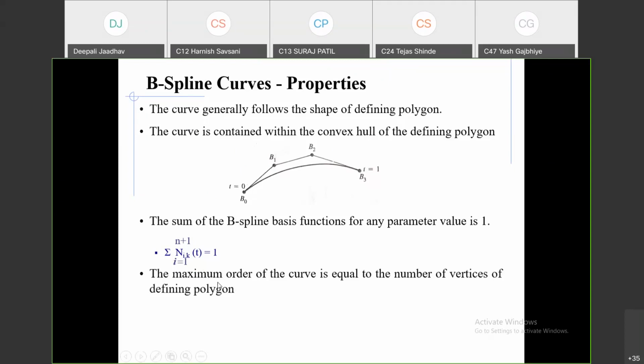The maximum order of the curve is equal to the number of vertices of the defining polygon. Maximum order means if there are 4 vertices, the maximum order is 4. Why? Because k ranges from 2 to n plus 1, the number of control points. If there are 7 control points, k is 2 to 7. The maximum order of the curve is equal to the number of vertices in the defining polygon.